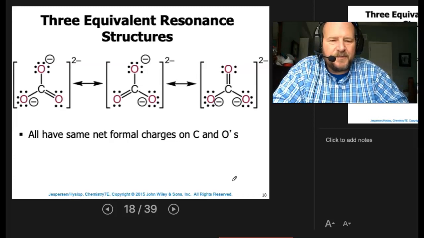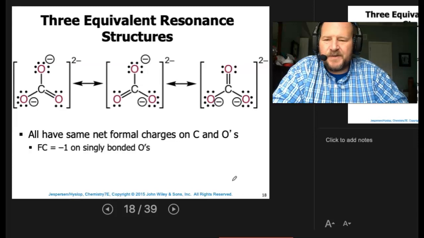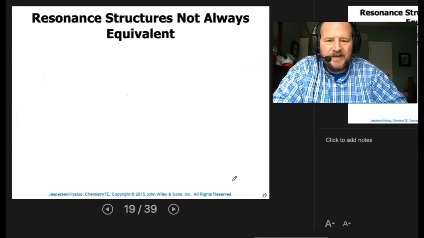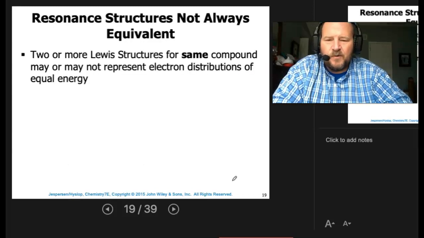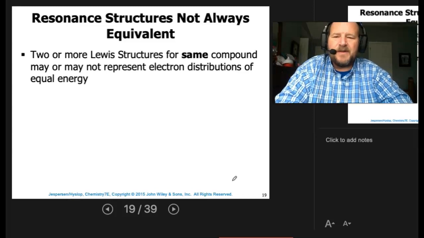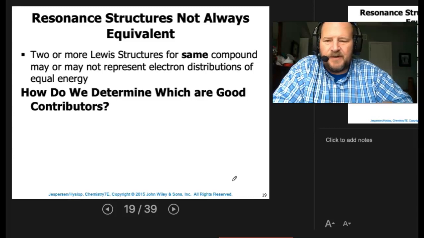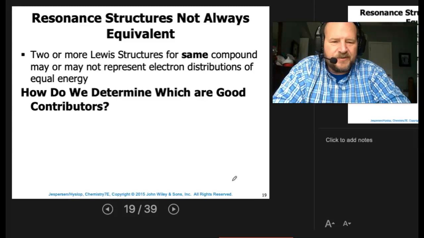2 of the oxygens will be -1, 1 oxygen will also be a 0. Okay. And again, resonance structures then are not always going to be equivalent. 2 or more Lewis structures for the same compound may or may not represent electron distributions of equal energy. So how do we determine which are good contributors then?